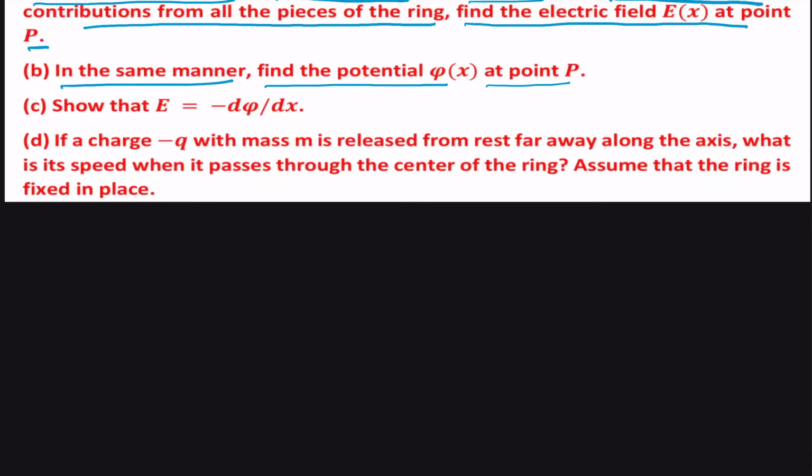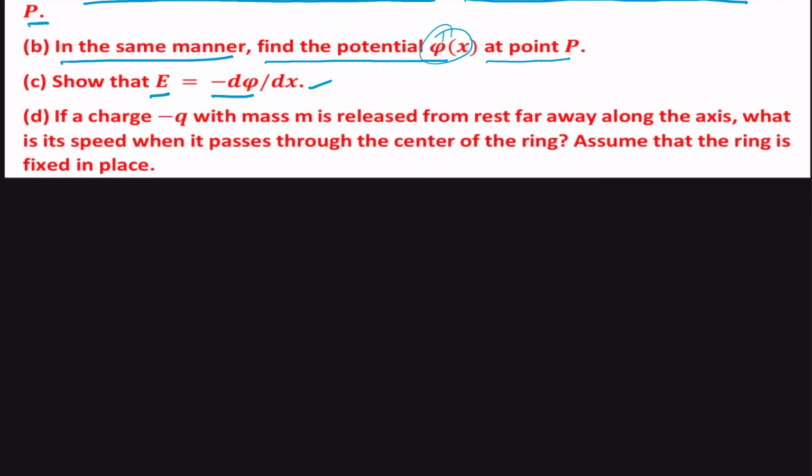Part C, show that the electric field is equal to the negative of the derivative of our flux. Sorry, not flux but potential. Okay, so this phi is the representation of our potential. And part D, if a charge minus q with a mass m is released from rest far away along the axis, what is its speed when it passes through the center of the ring? Assume the ring is fixed in its place.